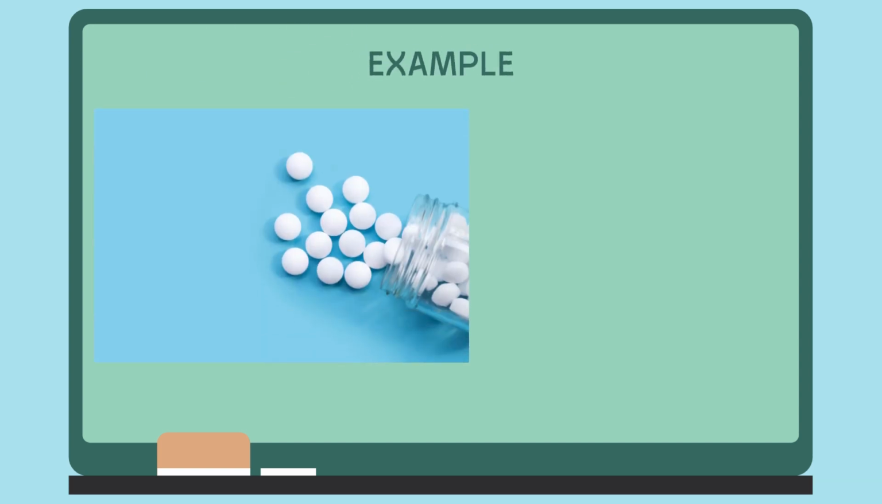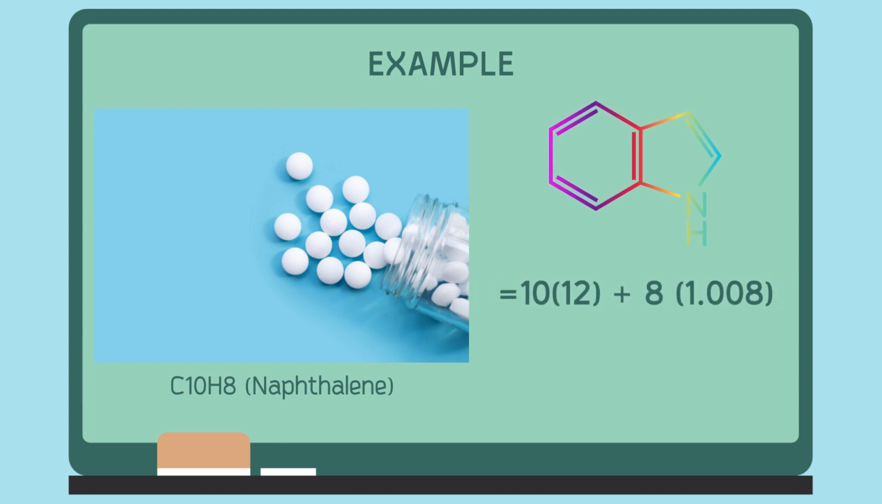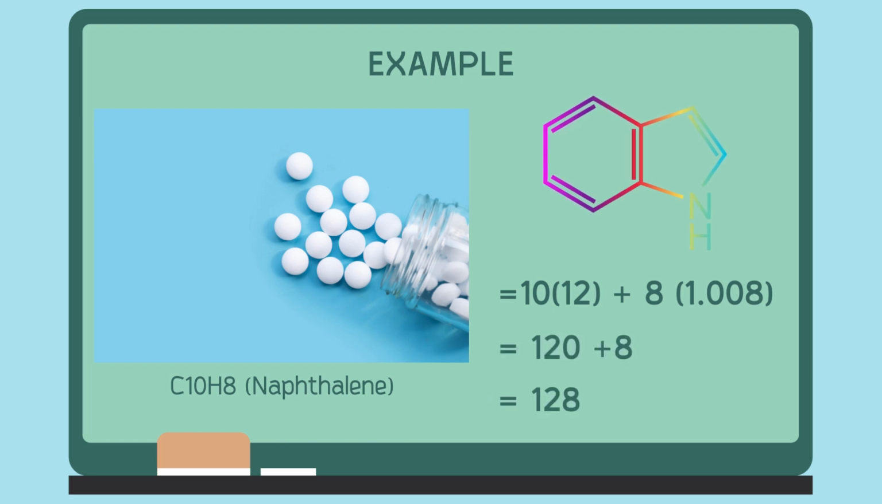Naphthalene has a chemical formula of C10H8. C10H8 means that there are 10 carbon atoms, each with an atomic mass of 12, and 8 hydrogen atoms, each with an approximate atomic mass of 1, leading to a total sum of 128. This is how you find the molecular mass of different compounds.